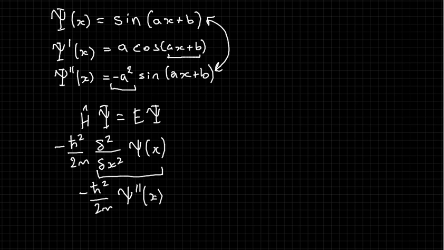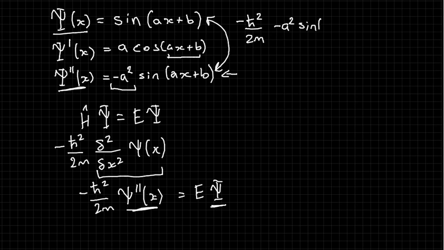Squared over 2m is going to be equal to E psi. So we basically put this in down here, and we put this into this position. This is really quite simple. So we've got h bar squared over 2m, and we put this in here, and we've got negative a squared sine of ax plus b, and on the other side we've got E times psi, which is our function, which is just here, and that is going to be sine of ax plus b.